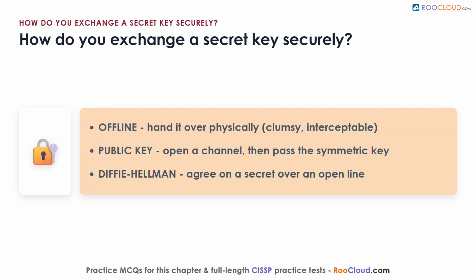The third is a dedicated key exchange method, the Diffie-Hellman algorithm, which lets two parties agree on a shared secret, even over an open line with no prior contact. Think of three ways to share a house key: mailing it, slipping it through a locked delivery slot, or a clever handshake that conjures the same key on both sides.